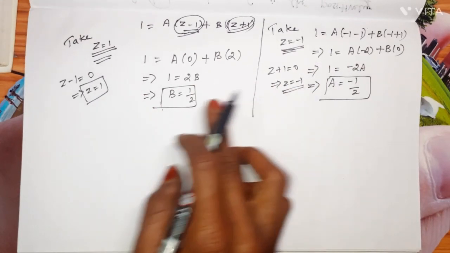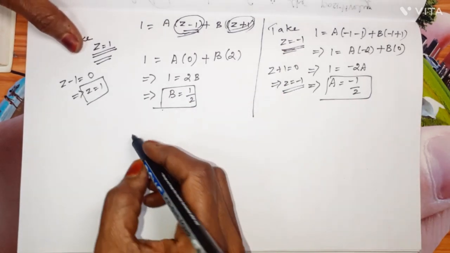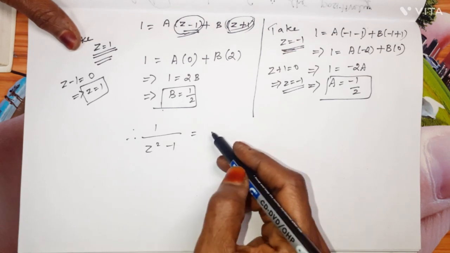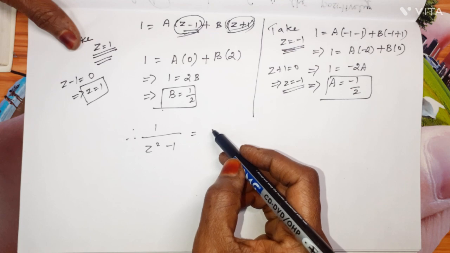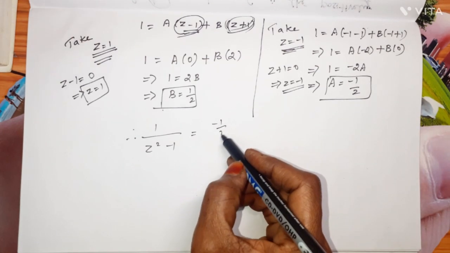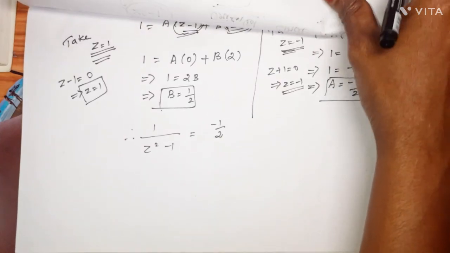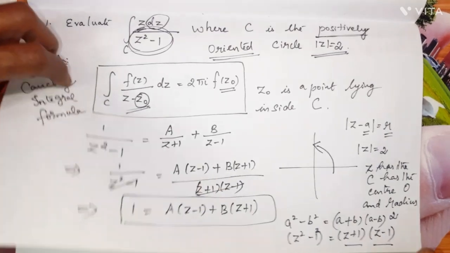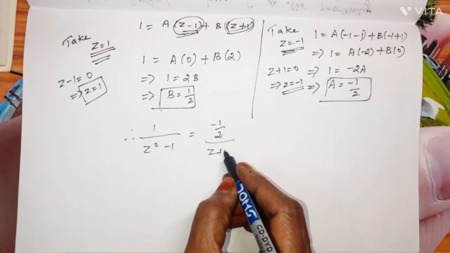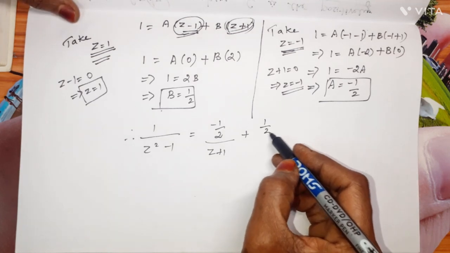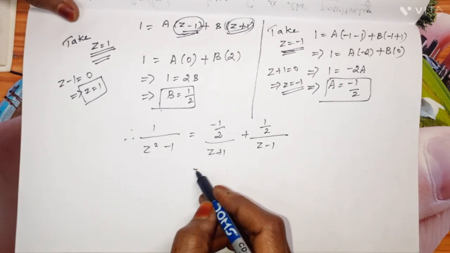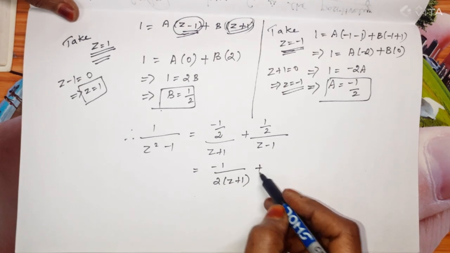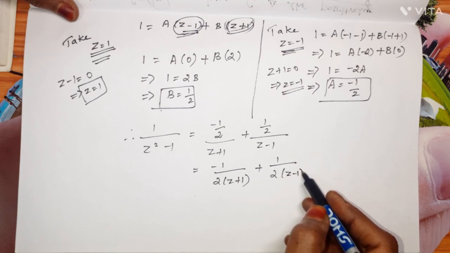On substitution of these two values, easily we can find what is a and b. Therefore, we have split 1 by z squared minus 1, a quadratic polynomial in the denominator. Now, we have split that, as a value is minus 1 by 2. So minus 1 by 2 by z plus 1 plus b by z minus 1. So a by z plus 1 plus b, whose value is 1 by 2, by z minus 1, which can be written as minus 1 by 2 into z plus 1 plus 1 by 2 into z minus 1.